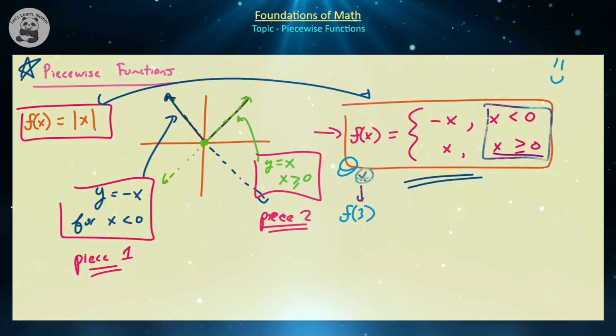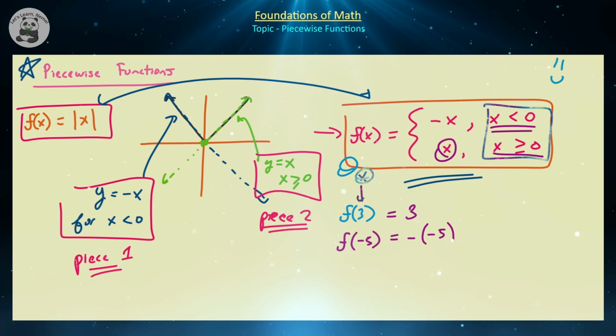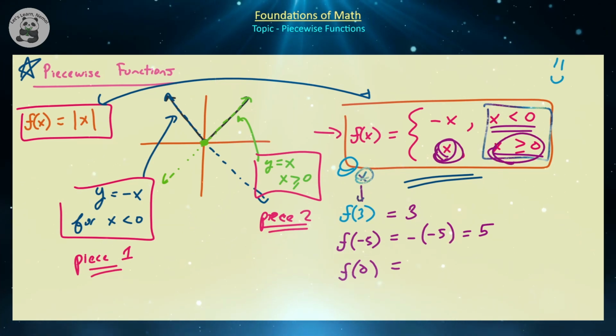So we know that 3 is greater than or equal to 0, so we're going to be plugging this into piece number 2. Therefore, f of 3 is going to be equal to the same thing as the number we're inputting, i.e. f of x is equal to x, therefore f of 3 is going to be equal to 3. If somebody asks you, okay, well, what is f of minus 5? Minus 5 is less than 0. Therefore, f of minus 5 is going to be equal to the minus of our input, so that's going to be equal to positive 5. And f of 0 is going to be equal to what? So 0 is greater than or equal to 0, so we're going to be plugging that into piece number 2. So that's just going to be equal to the input value of our function.